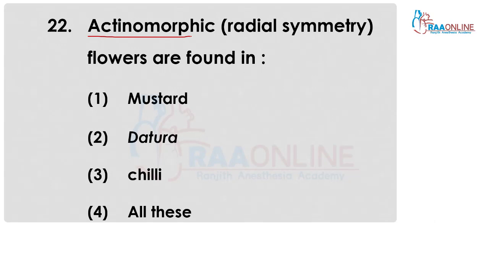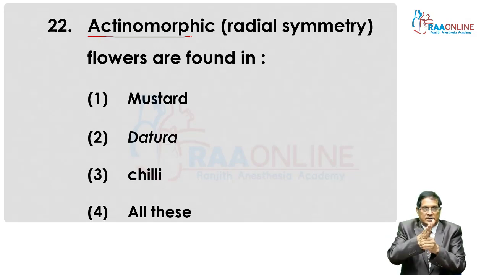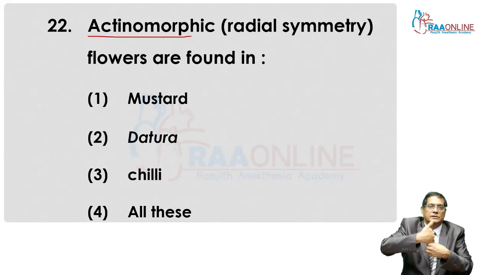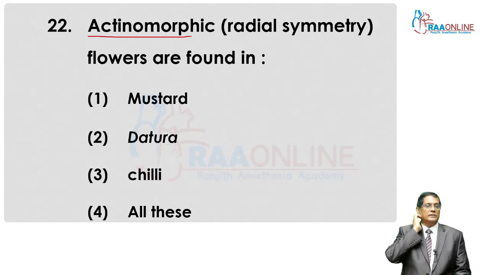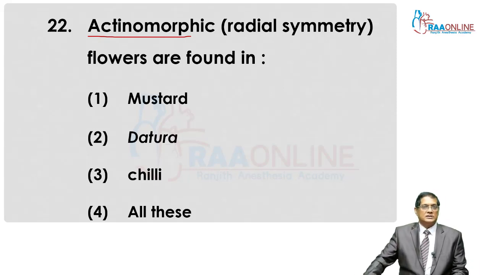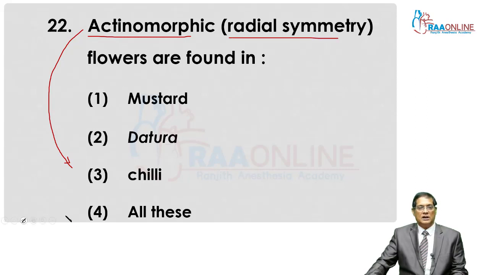Question 22. Actinomorphic. On the basis of symmetry, there are three different types of flowers. If a flower is cut from any vertical plane, either from here or from here or from here, and it is divided into two equal parts, that is the actinomorphic flower. Then we can say it is radially symmetrical. The answer is all these. In all these cases, actinomorphic flower is present.